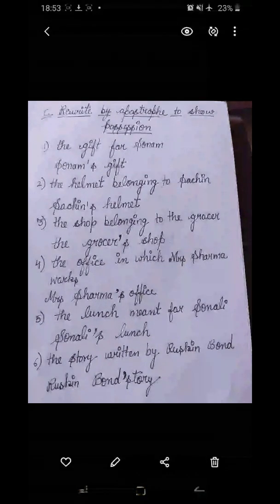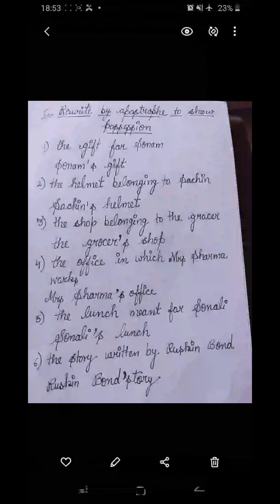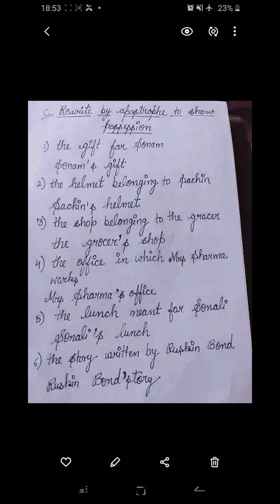Rewrite by apostrophe to show possession. So the gift for Sonam. Whose gift? Sonam's gift. Sonam is singular and not ending with S. So you have to put apostrophe S. Sonam's gift. The helmet belonging to Sachin. Whose helmet? Sachin. It becomes Sachin's helmet by using apostrophe S, because Sachin is ending with N, not with S. So you have to put apostrophe S.